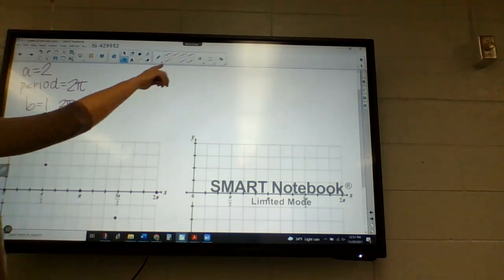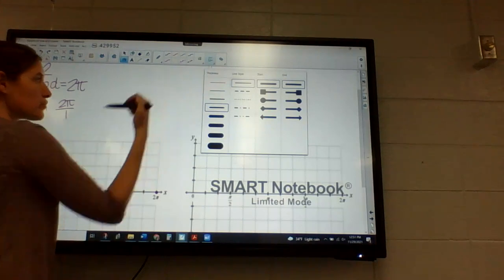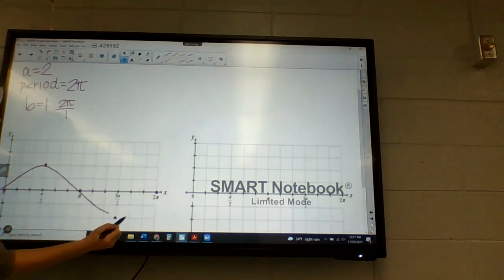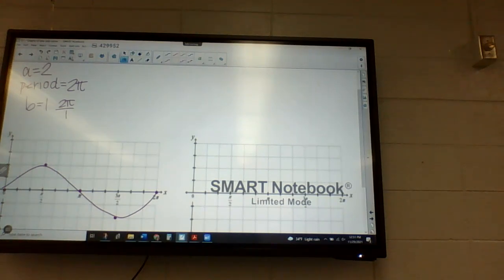So we have our graph, and again, when you guys draw this, try to draw it as a curve rather than straight lines. But obviously, sometimes it looks better than others, depending on just how it goes.